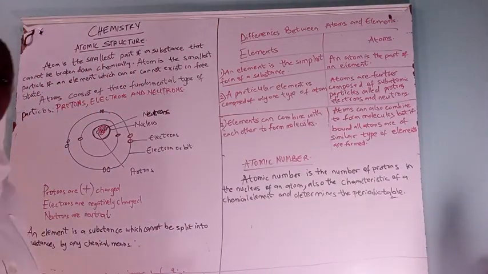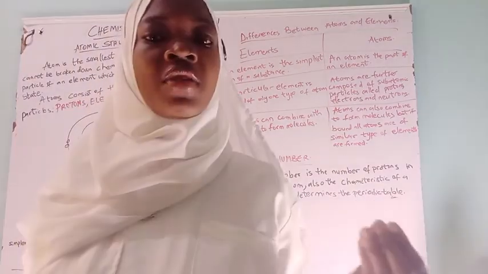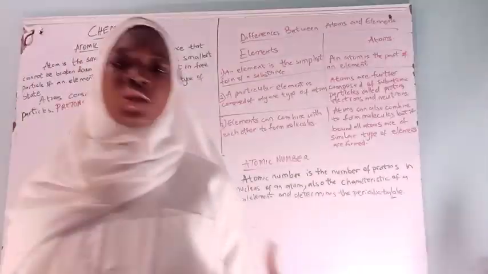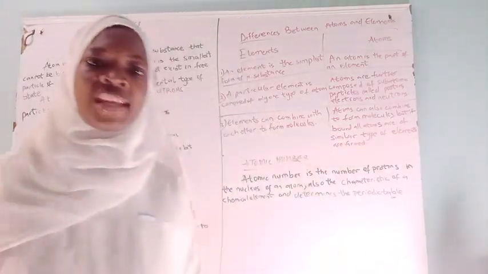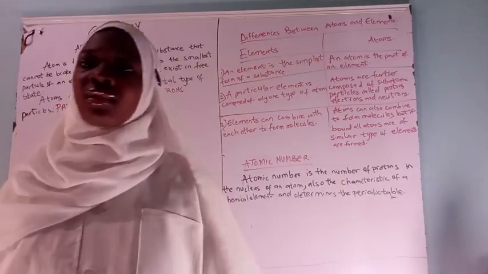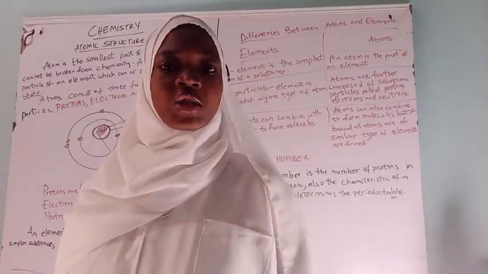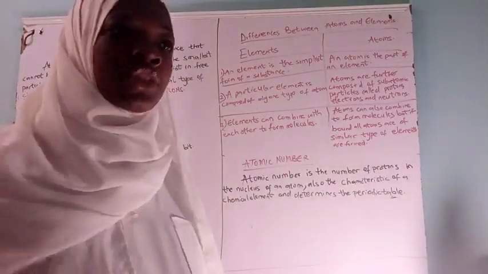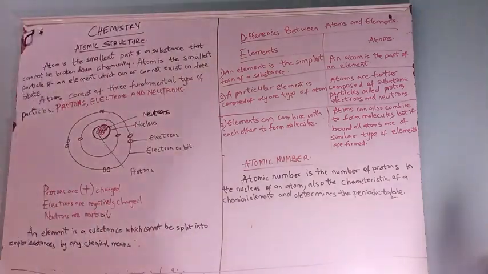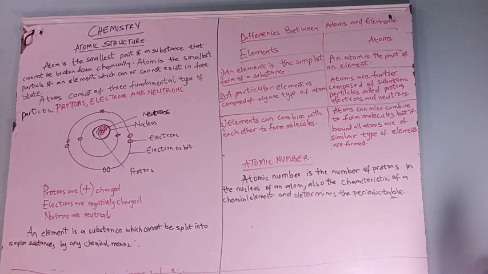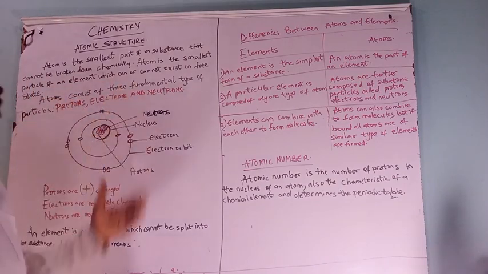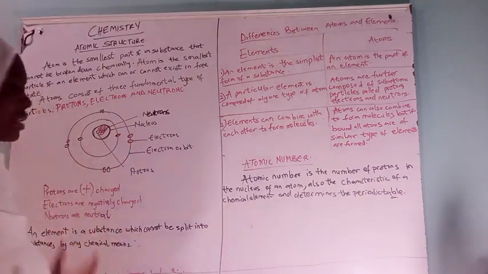Atoms. What are atoms? An atom is the smallest particle of a substance which cannot be broken down into smaller particles through chemical means. Atoms have three fundamental particles: electrons, protons, and neutrons. An atom is the smallest part of a substance that cannot be broken down chemically. It is the smallest particle of an element which can or cannot exist in a free state.